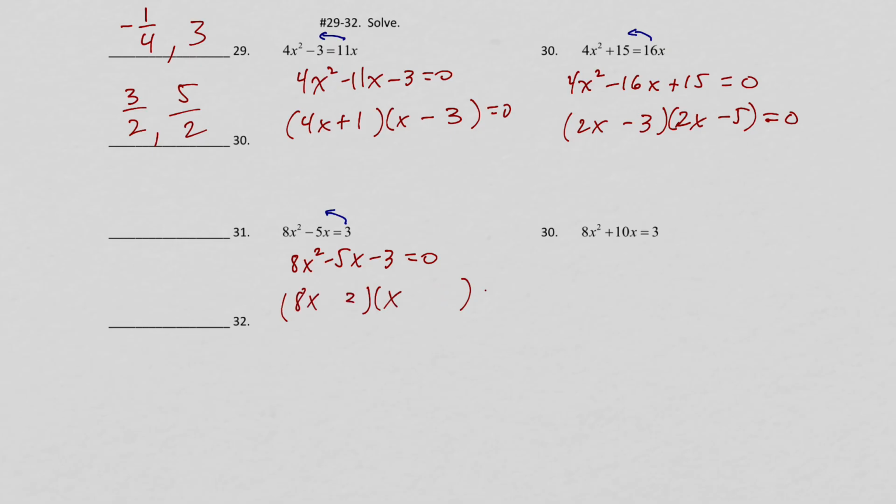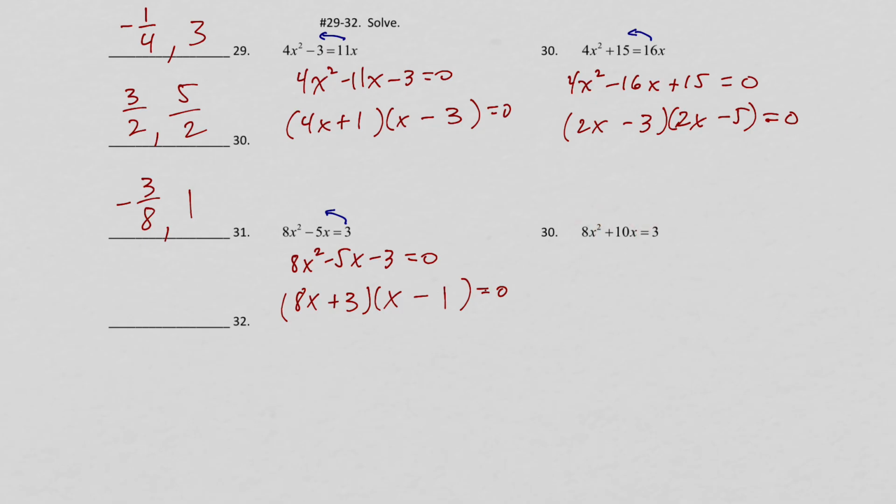So if I put the 3 here and the 1 here, that gives me 8 on the outside and 3 on the inside. 8 and 3 give me a difference of 5. I need to put this as a negative and a positive here because I need negative 8 on the outside and positive 3 on the inside to give me the negative 5. So this tells me x is equal to negative 3 over 8 and positive 1.